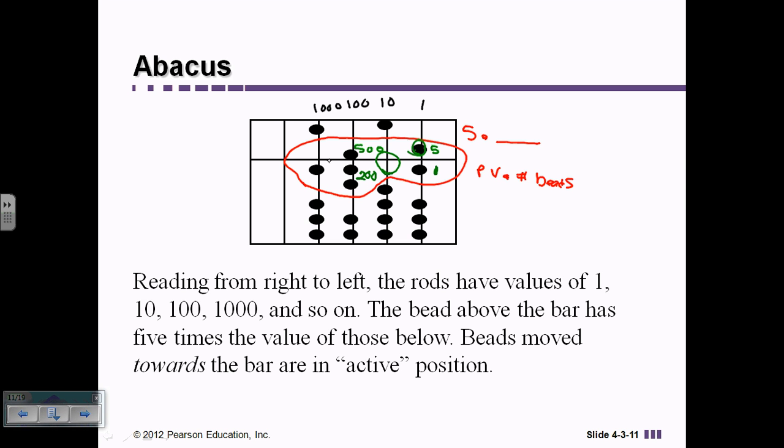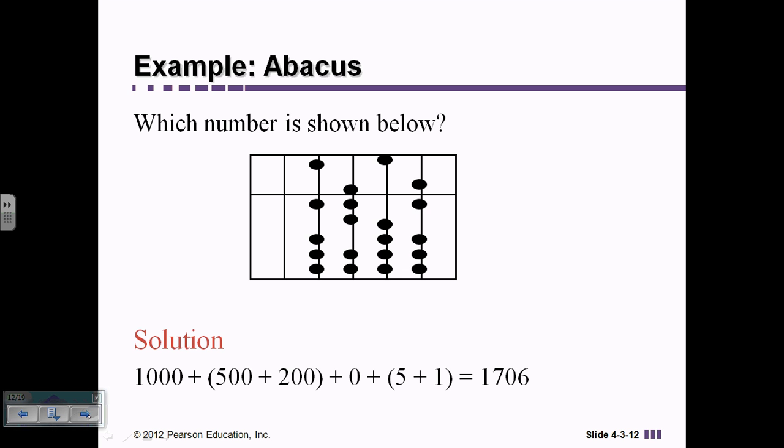We have no beads above the bar in the thousands place, so we don't have anything in the 5 times, but we have 1 bead here on the 1,000 bar, but it's below the bar. So we have 1,000, we have 500, we have 200, we have 5, and we have 1. If we put all of those values together, we end up with 1,706.